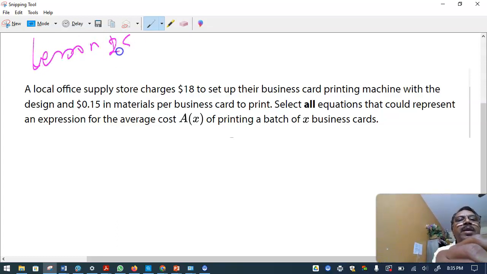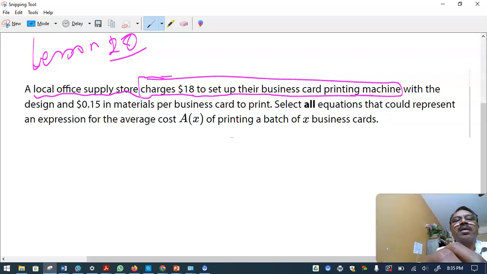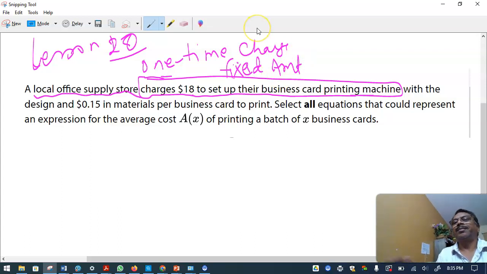So a local office supply store charges $18 to set up their business card printing machine. So this is important information. It charges a flat charge. This is like a one-time charge, or we also call it a fixed amount. This is a fixed amount.